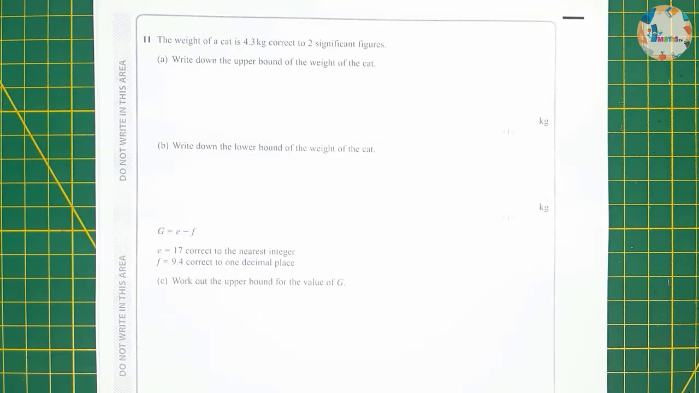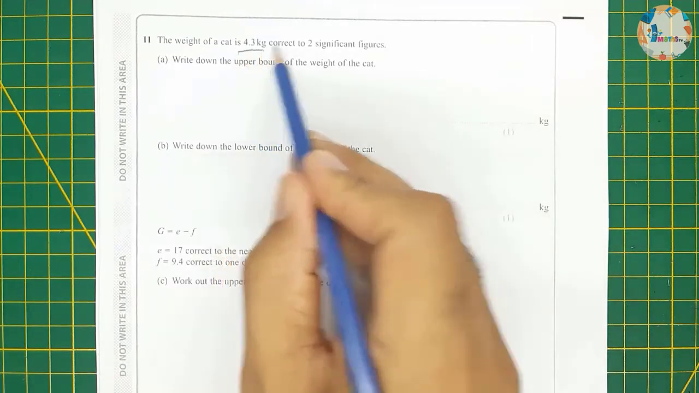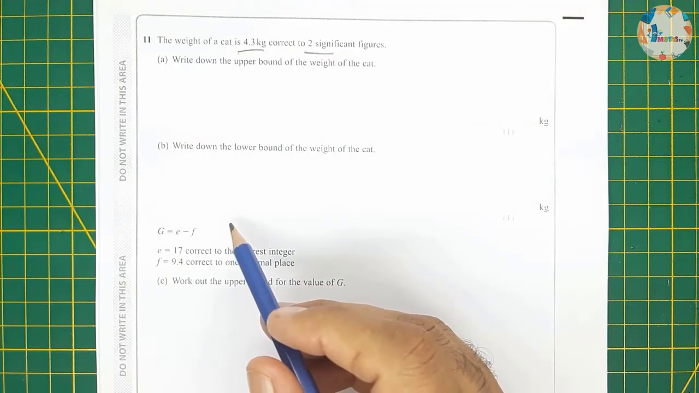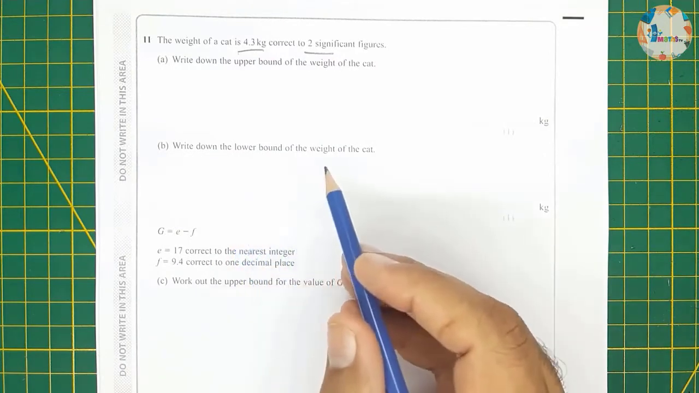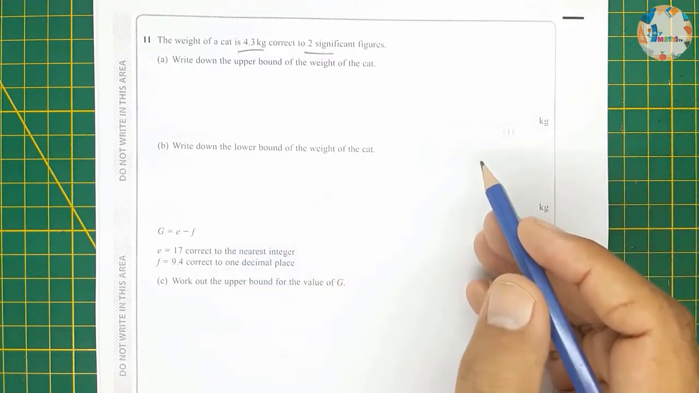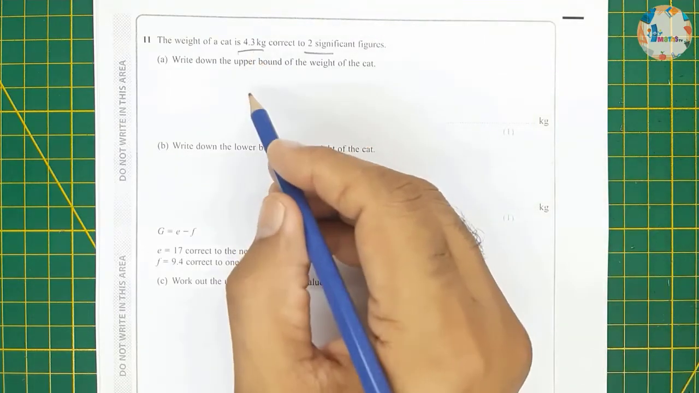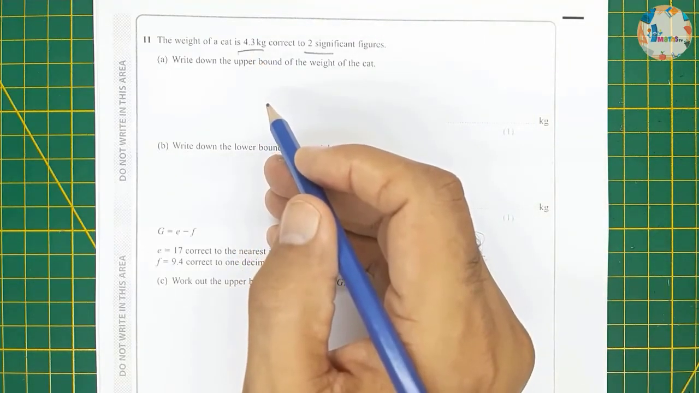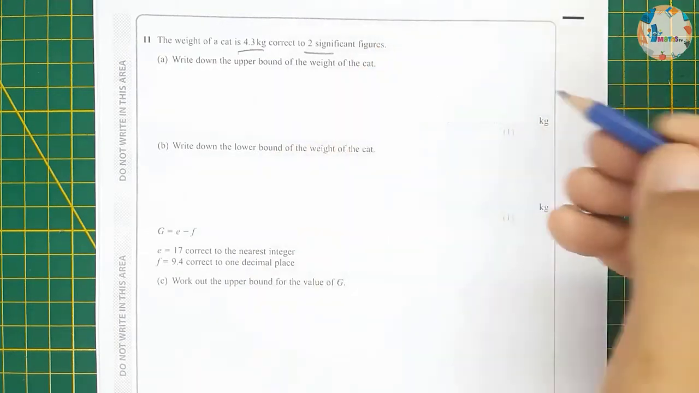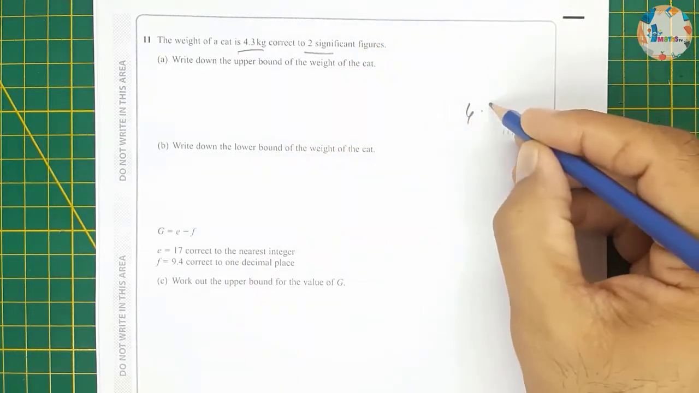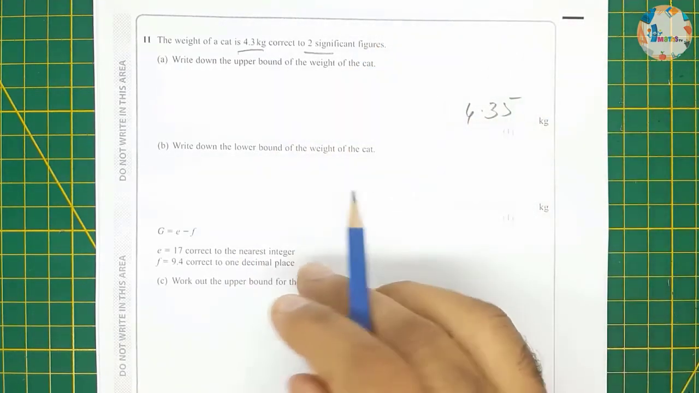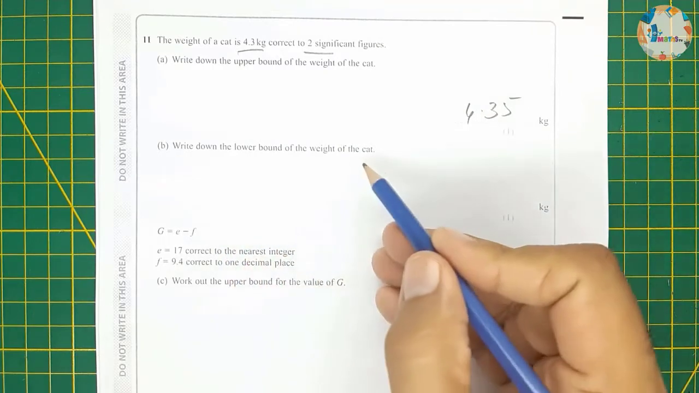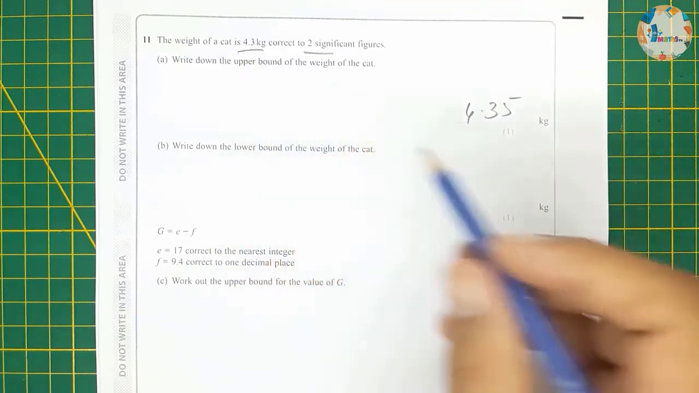Now question number 11. The weight of a cat is 4.3 kg, correct to two significant figures. So this is a lower bound upper bound question. Write down the upper bound of the weight of the cat. So upper bound will be 4.35. This is a 1 mark question, so no need for working. Write down the lower bound of the weight of the cat. That will be 4.25.